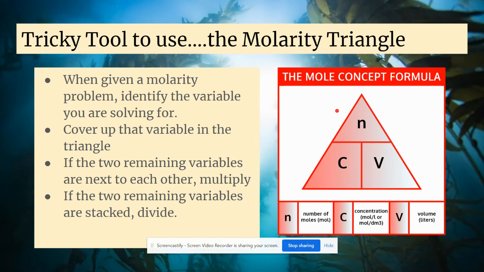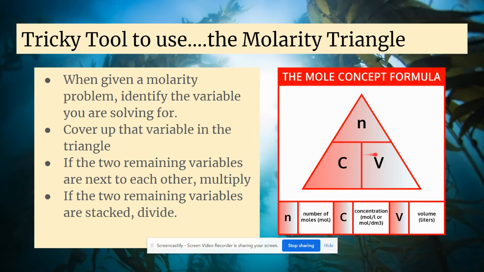And the formula was n divided by V, so this part of the triangle. In order to use this, what you need to do is cover up the variable that you're trying to solve for. So for example, if I'm solving for moles, I cover up the moles and I find that the C and the V are next to each other, so it turns into concentration times volume. If I want to solve for volume, I notice that the moles is on top of the concentration. So to find volume, I divide moles by concentration.